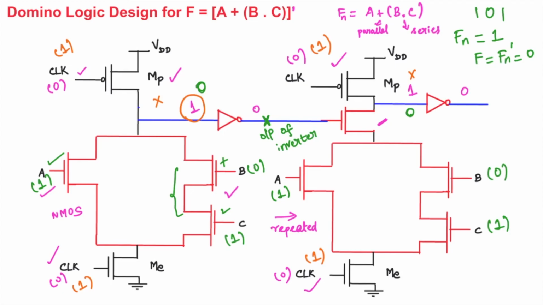Since A is in parallel with B dot C, it is enough that even if the A transistor is on. So here A is on and clock is also fed with 1. Therefore the output will be discharged. This output, which was pre-charged to VDD, will be discharged to 0. So it will be discharged to the ground value. Now this 1 will become 0. So now we have obtained the value that we have to obtain, F equal to 0.